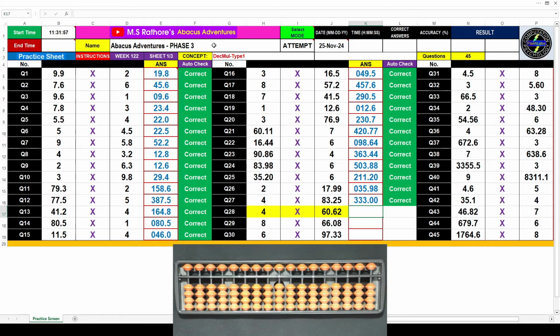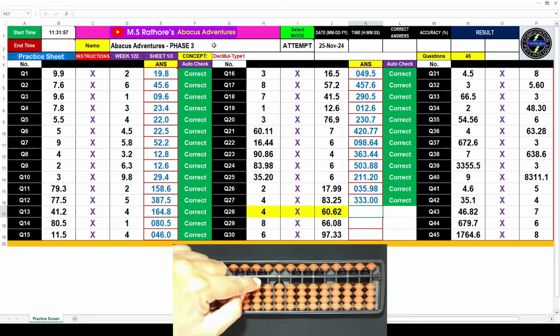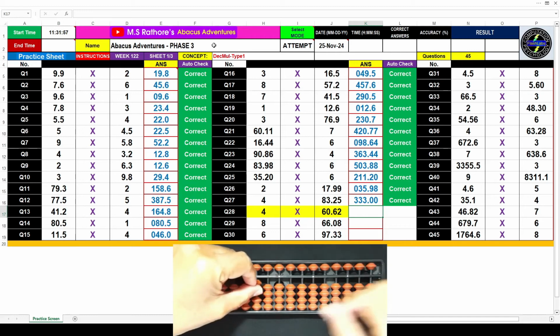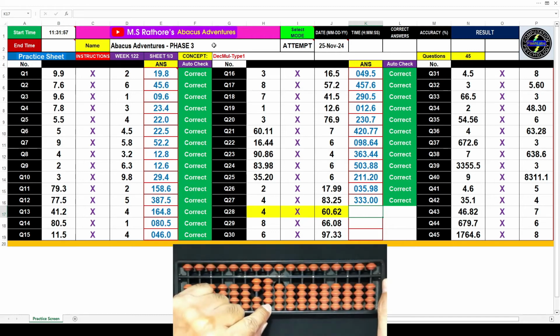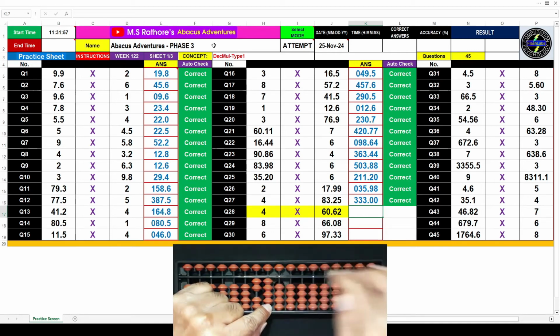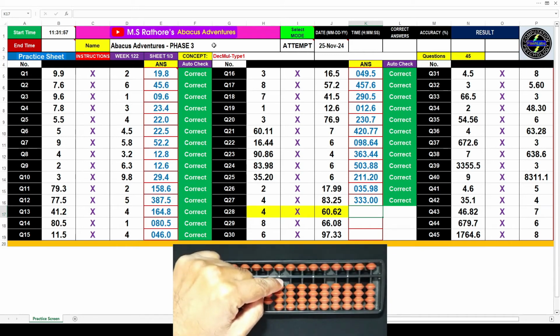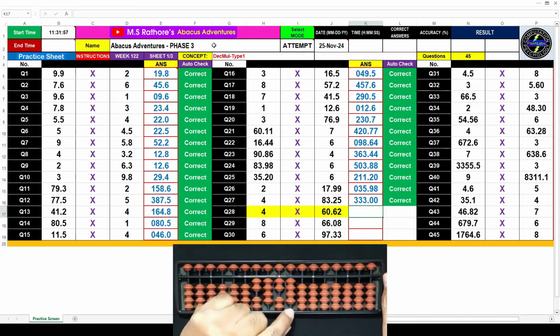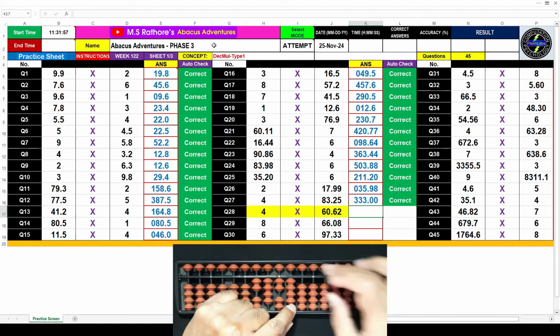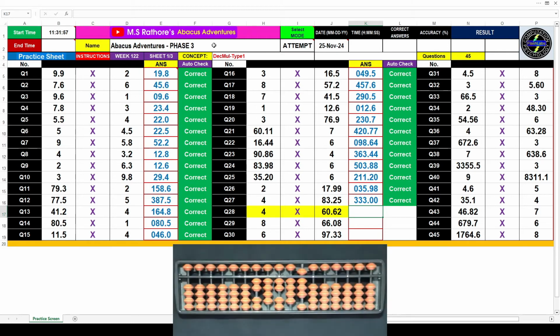Alright. Coming to question number 28. 4 multiplied by 60.62. Let's take our odd number 3. Now 6 4s are 24, shifted, 0 4s are 0 0, shifted, 6 4s are 24, shifted, 2 4s are 0 8, and the answer is 242.48.